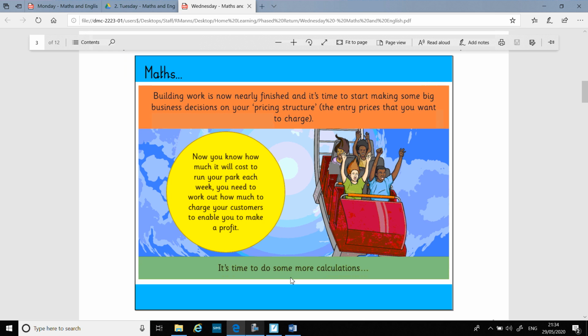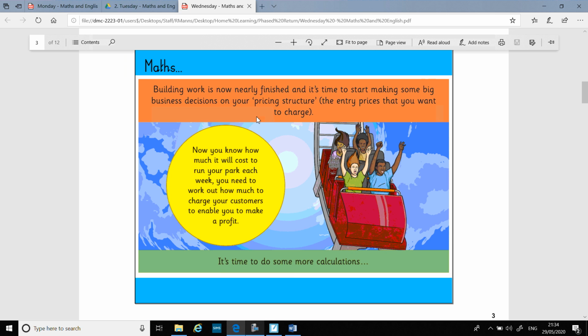For the maths, we've done the building work. I'll read through what it says here. So it says building work is now nearly finished, and it's time to start making some big business decisions on your pricing structure. Basically, this is the entry prices that you want to charge. Now you know how much it will cost to run your park each week. You need to work out how much to charge your customers, so that you can make a profit.